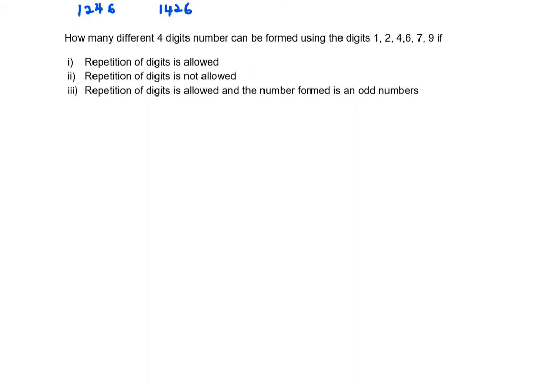So this is where the order is important. So that is where we need to use permutation. Okay, for number 1, when the repetition of digits is allowed, so let's say we want to arrange 4 digits, right?